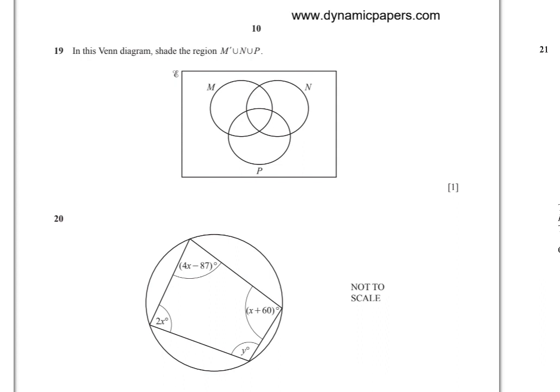Number 19. In this Venn diagram, shade the region not M, union N, union B. Not M, all the region around M. So shade, because of the union, shade all not M, all N, and all B, because we have union. So now shade the region around M. So all this region.